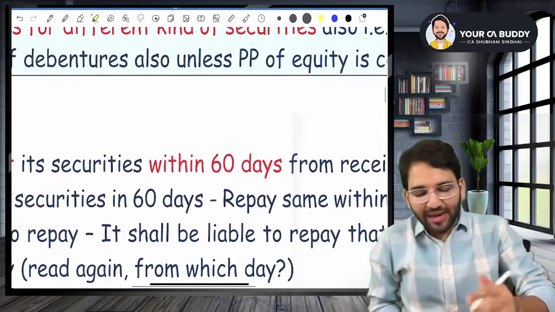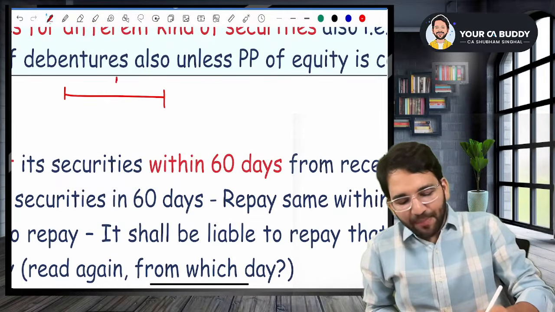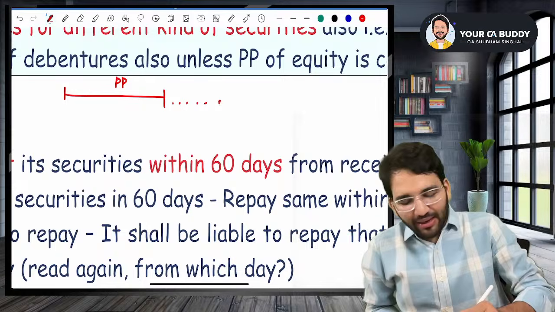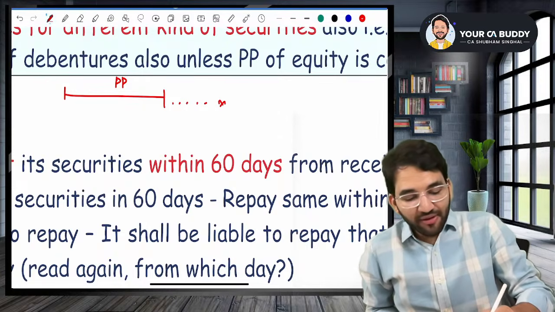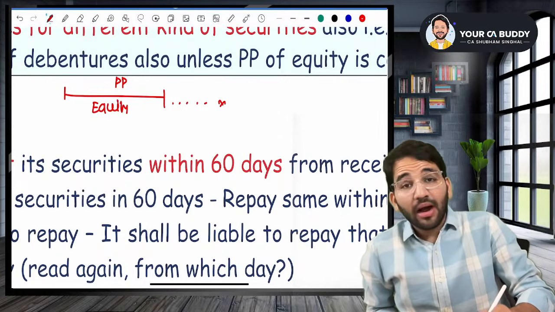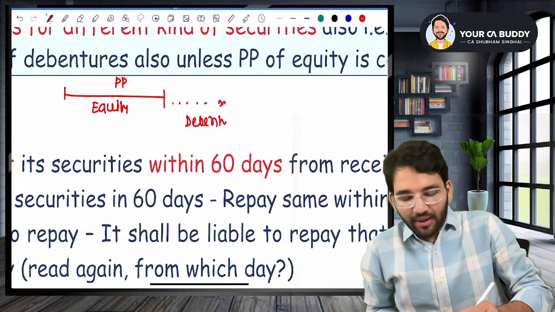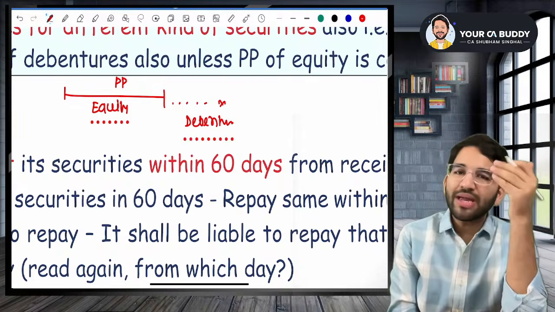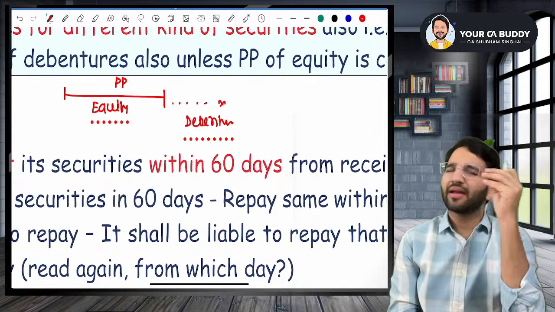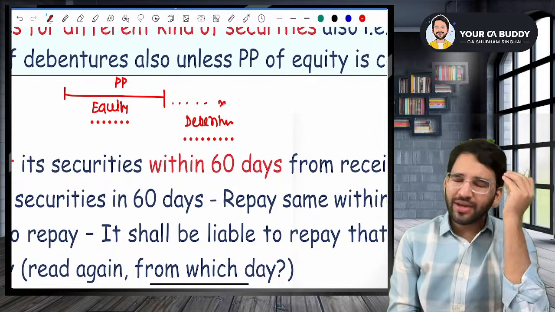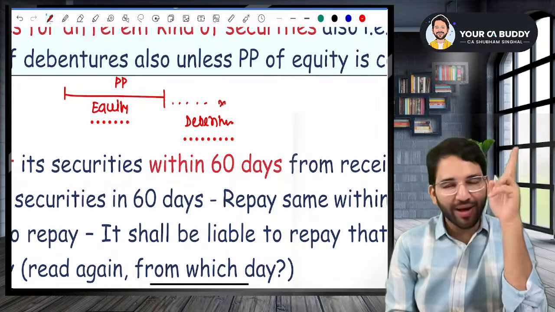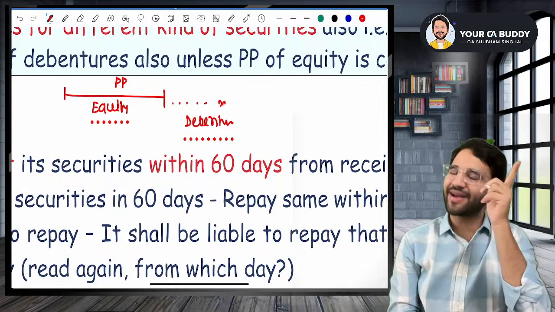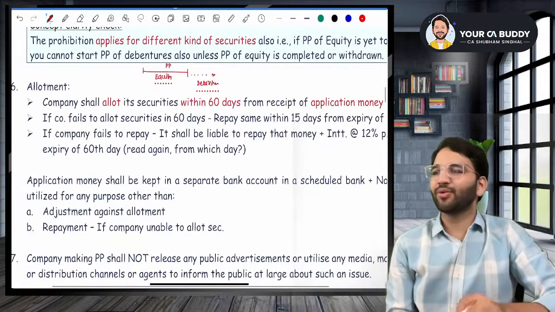So now listen to me very carefully. Sir, I told you that if one private placement is going on, you cannot start another private placement. Sir, if the first private placement is of equity and the other one is of debenture, can I do it parallelly? Can I do equity and debenture parallelly? No, sir. Irrespective of the security, you cannot do 2 private placements in one go. Only after the first one is completed or abandoned, only after that you can do this particular thing.